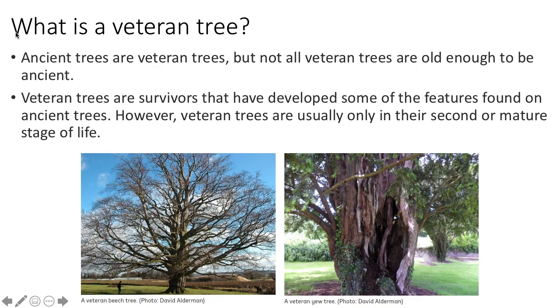And although veteran trees aren't as old or complex as ancient trees, they still might have holes or cavities and crevices, which are important for wildlife, and they're on their way to becoming an ancient tree. They're just not as old and not as far through their life stage as ancient trees. So there's a couple of nice examples on this slide. A veteran beech tree, which looks very nice, and a veteran yew tree with this hollowed out trunk.